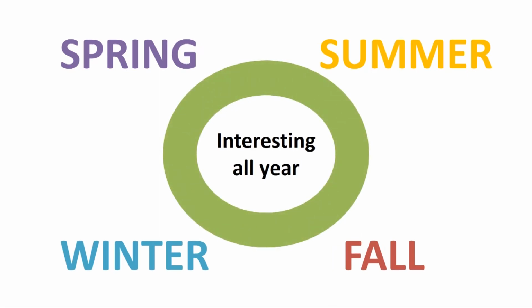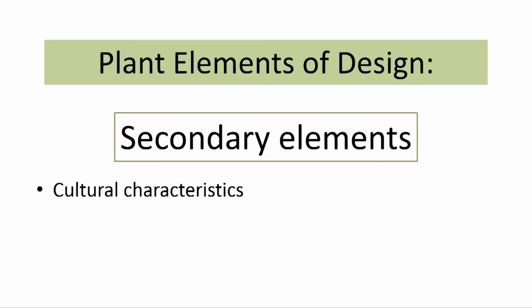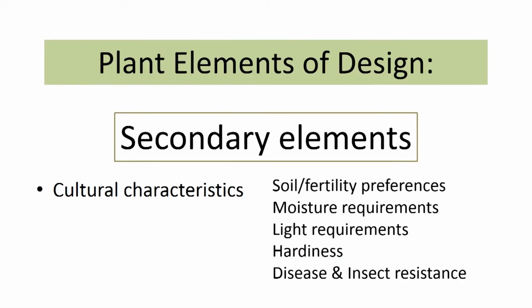It's easy to get hung up on flower color when choosing plants, but most plants are only in flower for a relatively short time period during the year, so it's important to consider the other visual characteristics of the plants as well. The secondary elements of design are actually more important because they relate to the health of the plant. The primary elements of design are the visual characteristics, while the secondary elements are the cultural characteristics.